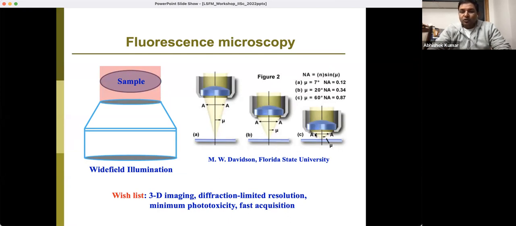Why, what role working distance plays in the case of light sheet microscopes, and how in many cases it limits our ability to use high numerical aperture lenses in a light sheet configuration. So basically our wish list is we want 3D imaging, we want high resolution, we want minimum phototoxicity, and we want to acquire as fast as possible. So these are broader criteria for doing live imaging.